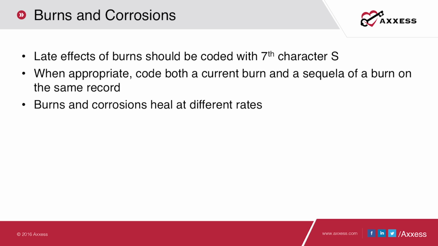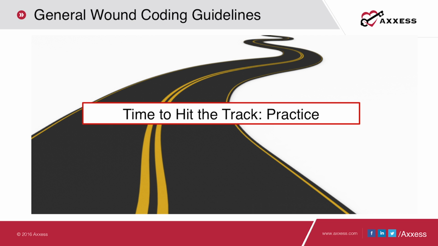That would be an acute burn. So you could have a sequelae of the burn on the hand and an acute burn on the forearm and wrist at the same time. Burns and corrosions, of course, heal at different times.